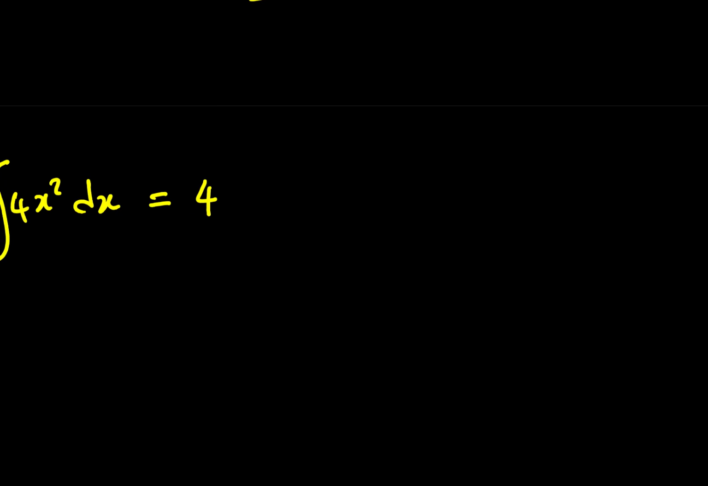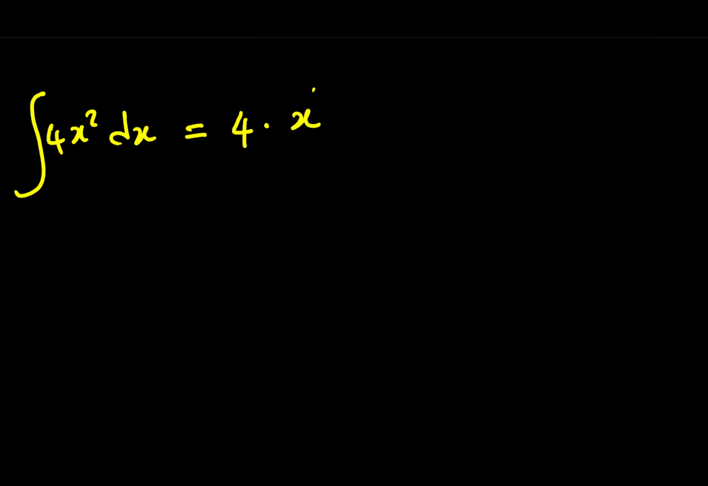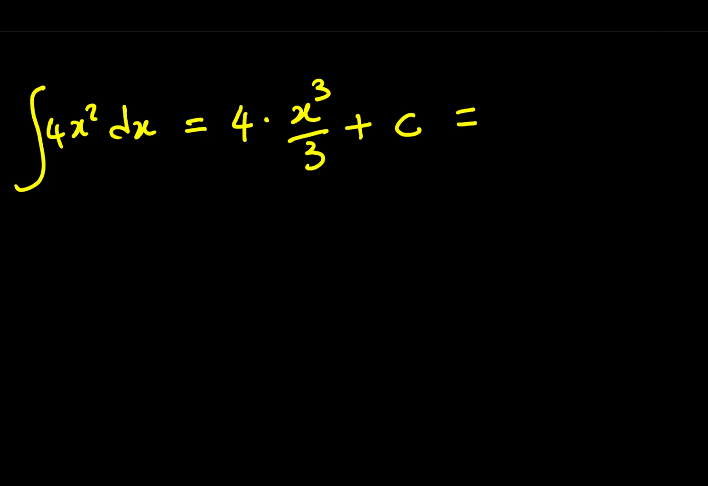Similarly, if we have the integral of 4x squared dx, this is the same as 4 multiplied by x cubed divided by 3 plus c. This is just equal to 4 over 3 x cubed plus c.